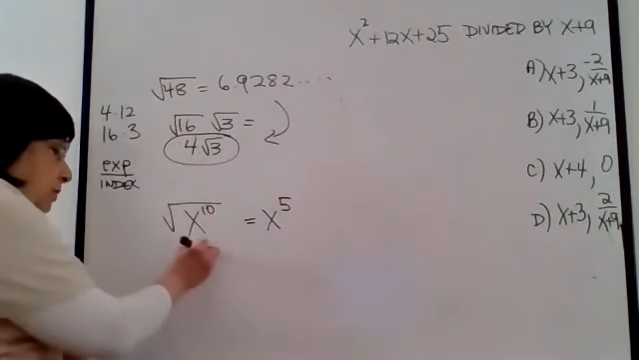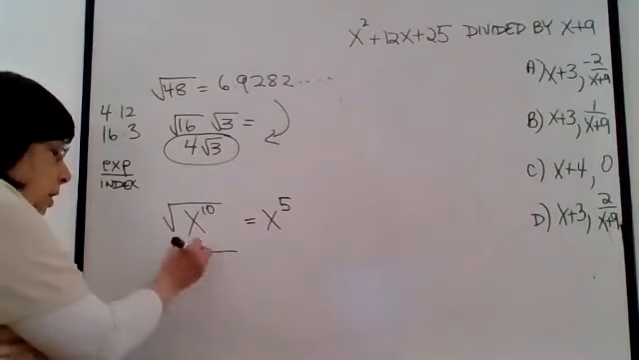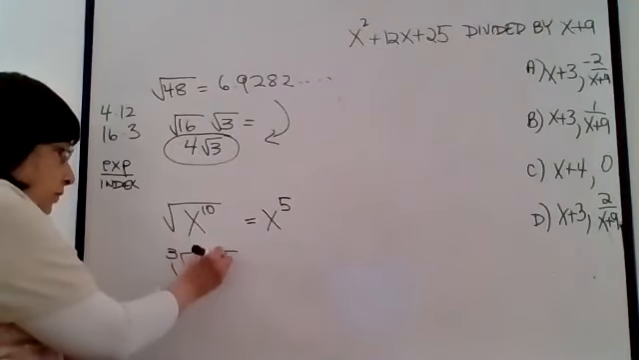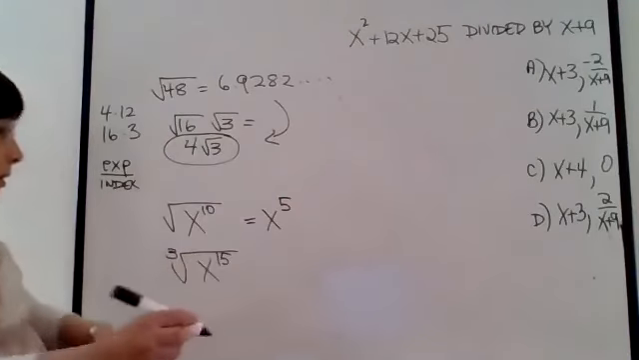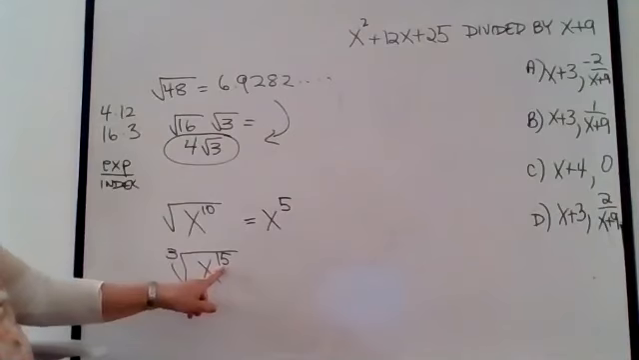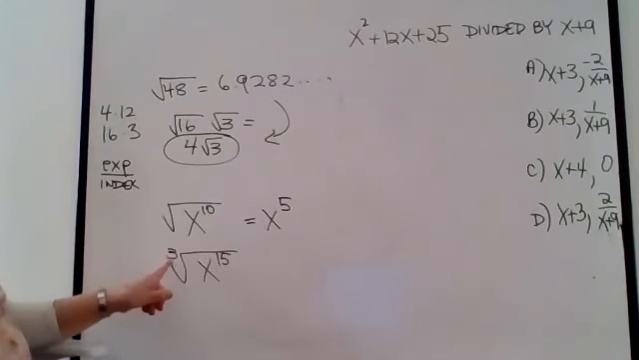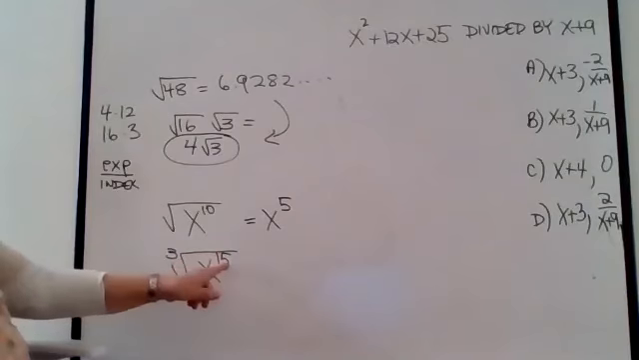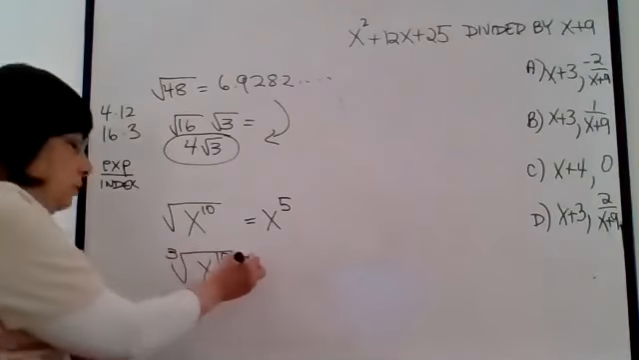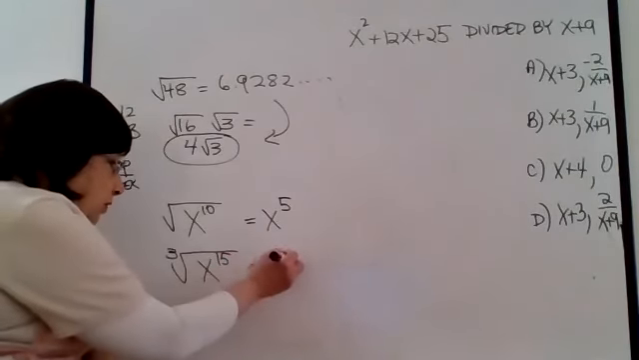If I gave you something like the cube root of x to the 15, then your exponent is 15. Your index in this case is 3 because there's a number inside the check mark. 15 divided by 3 is 5, so that is also x to the 5th.